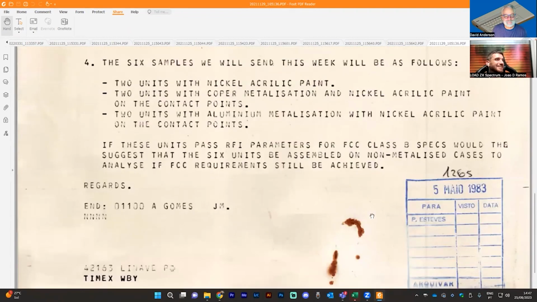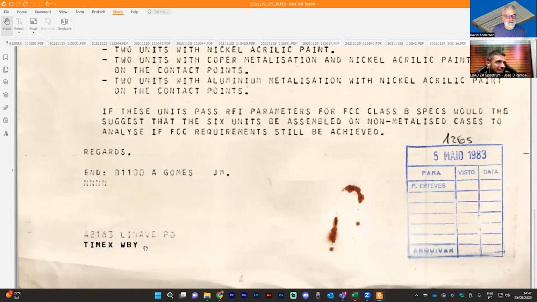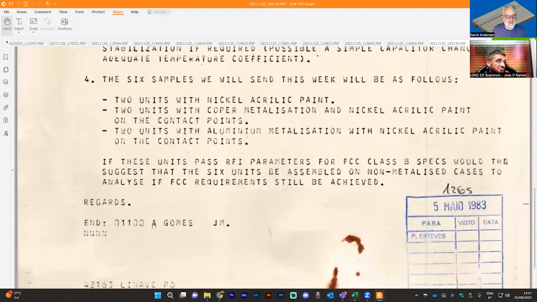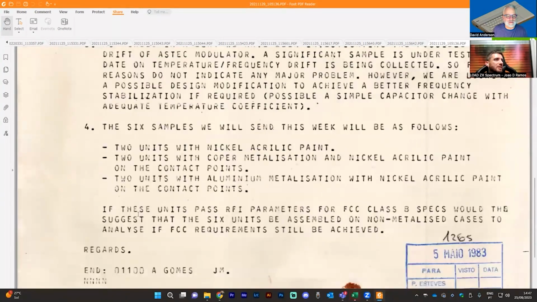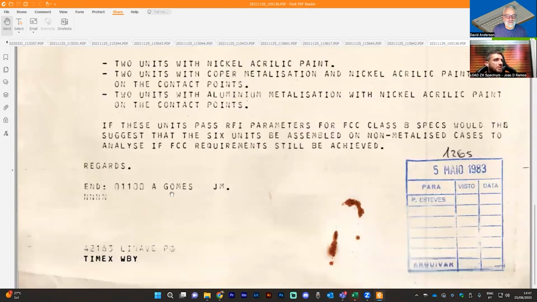And this was to Pedro Esteves. Lisnave. Lisnave was a company in Portugal. Interesting. I wonder if that's where the... Who signed this? Tony DeVito. Ah, no, Tony Gomes. Yeah.